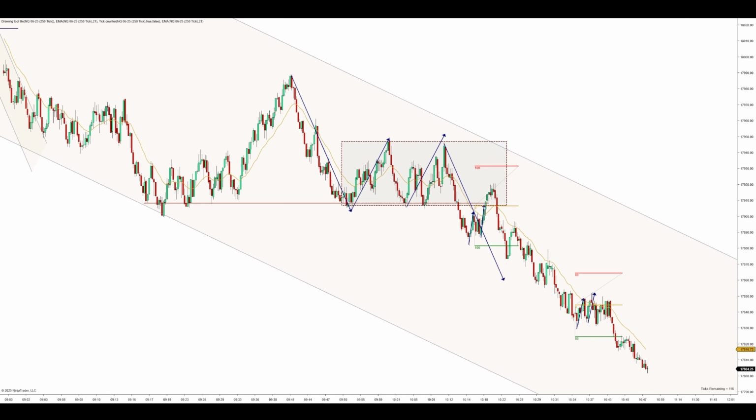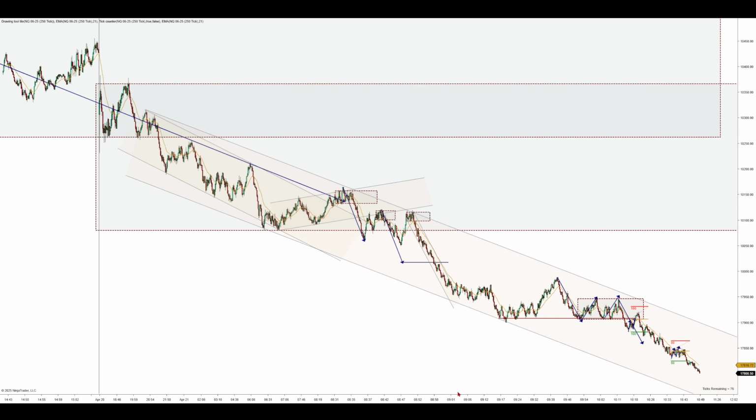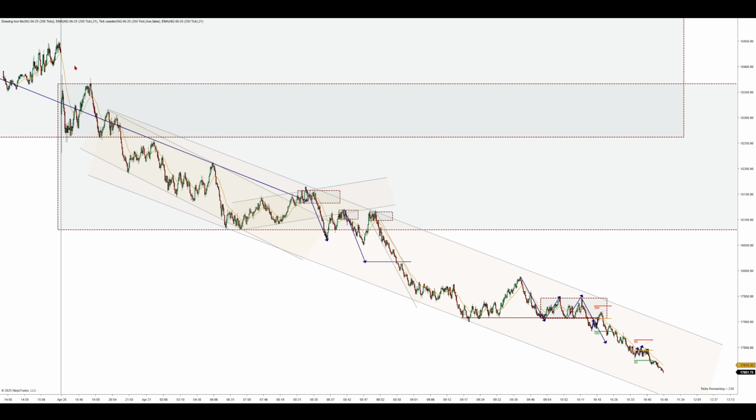So, just to do a quick recap, here on the NQ, we started off, price was pretty quickly put into this downtrend here.